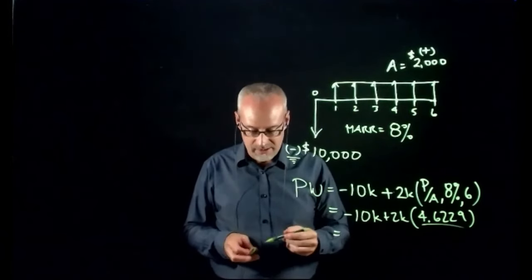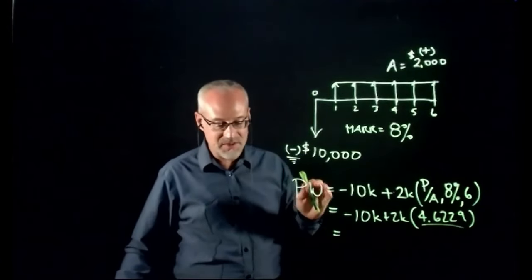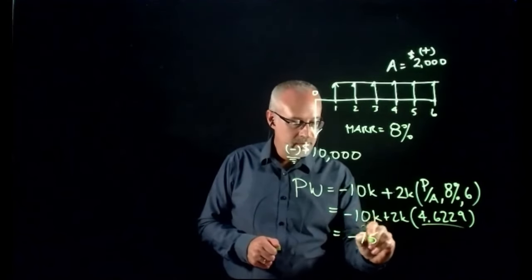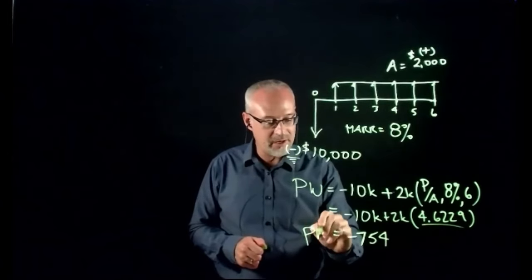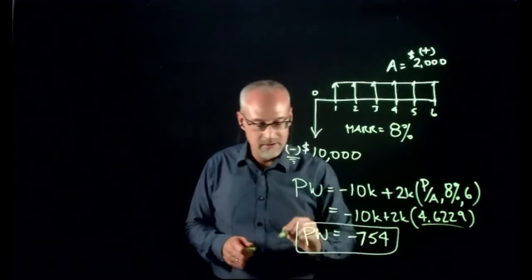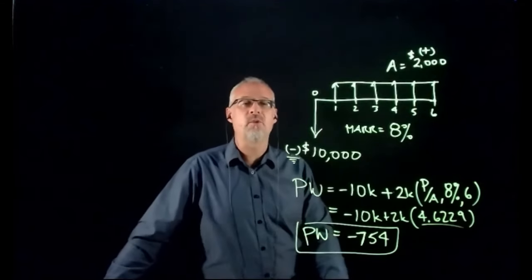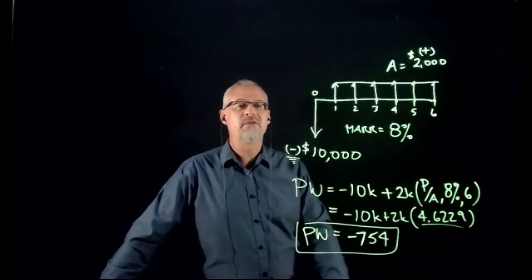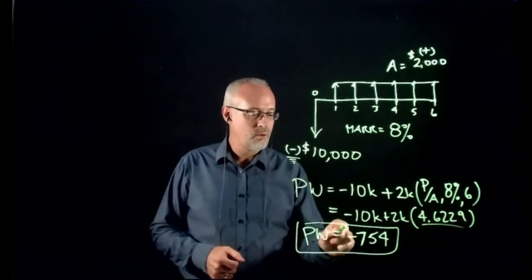And then if I work this out, someone said that I end up with negative 0.7542. That's negative 754. Okay, I'm going to just trust that someone has done that correctly. So the present worth is negative 754. Someone says, yes, that's good. Negative $754. Okay. What does that mean?